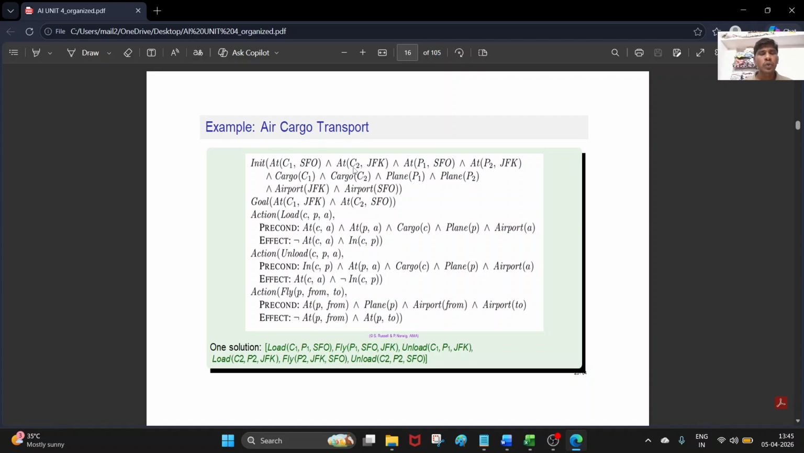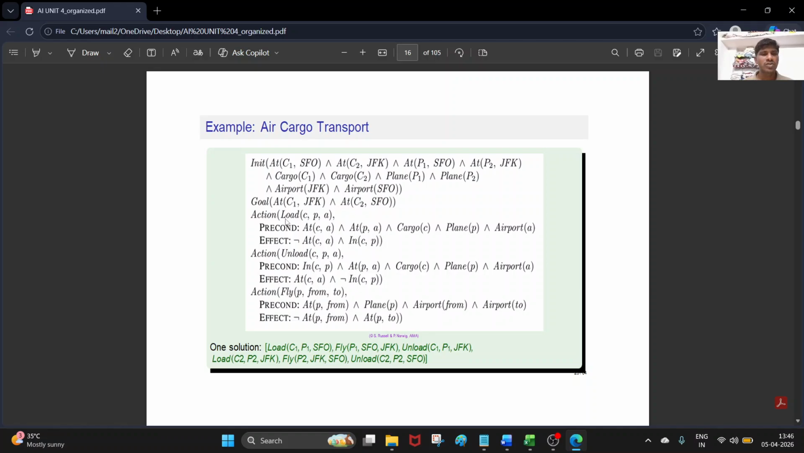Then cargo 2 is initially at JFK. JFK is nothing but John F. Kennedy Airport. Then the plane has to start from SFO and reach JFK. Then you'll be having cargo 1, cargo 2, plane 1 and plane 2. Then airport is JFK and airport is SFO. The goal is that C1 has to reach JFK and C2 has to reach SFO.